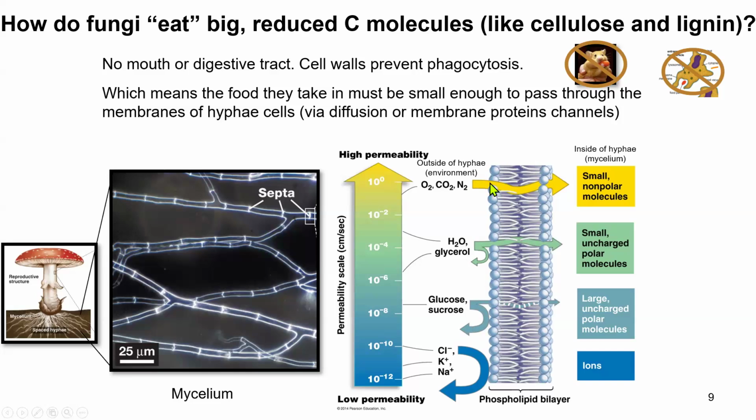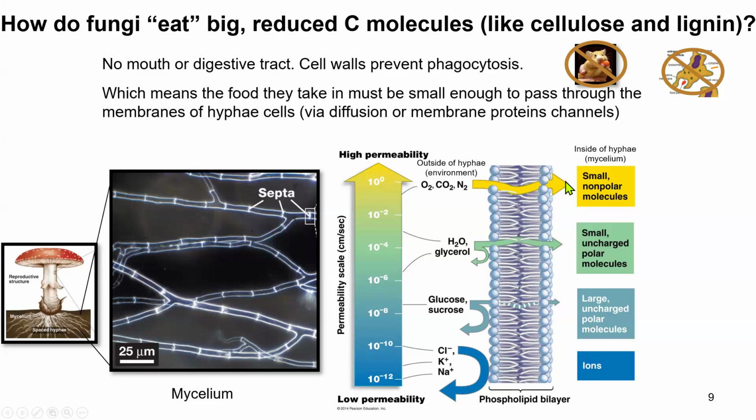So here we're just looking at a phospholipid bilayer or a cell membrane. And here we're looking at a scale of permeability for different types of molecules. And so these molecules up at the top, like O2, CO2, N2, it turns out they can move very freely and very easily across the cell membrane without much challenge.